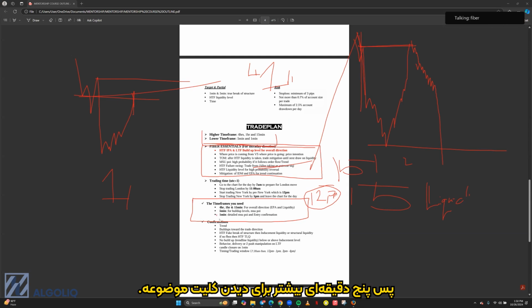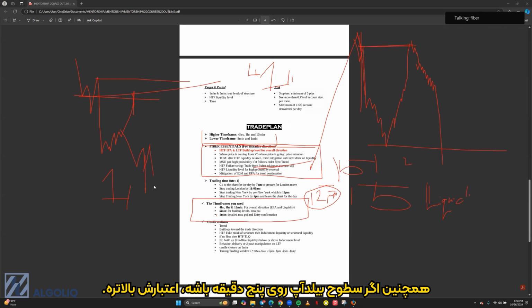All right. So 5 minutes is basically for seeing the MSCP. If your MSCPOI is on 5 minutes, then it's more valid. Also, if you have your build up levels on 5 minutes, it's more valid. So the 1 minute is basically for the entry itself.